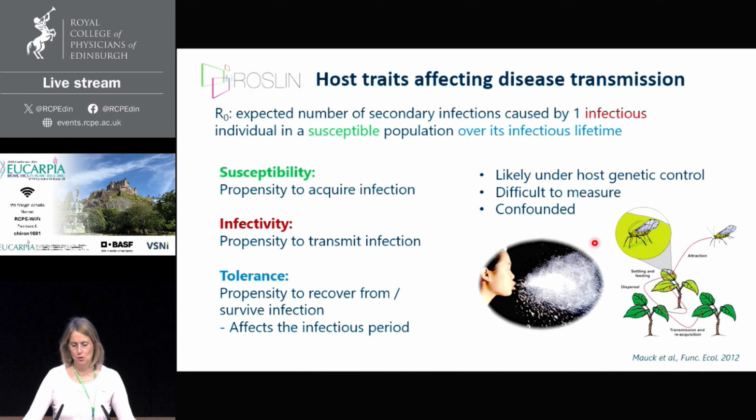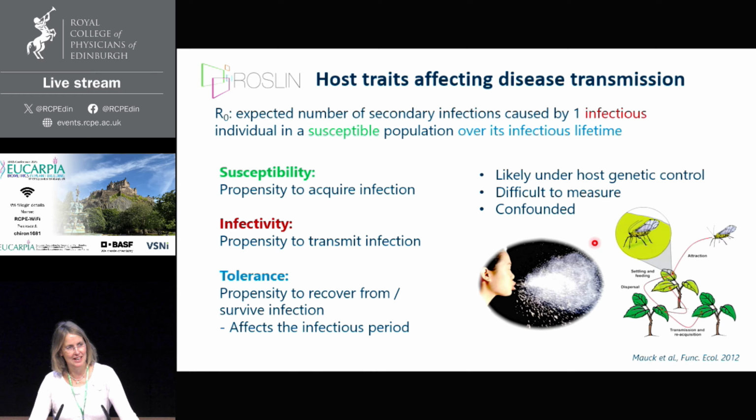Now, 3 important aspects of these traits. First of all, like any host trait, they're likely to be under genetic control. Second, they're not that easy to observe. You may be able to observe that you're infected, but you don't know, is it down to your own susceptibility, or is it because you've just been in contact with a very infectious individual? So we're dealing with confounding here. And normally these traits are really difficult to measure.